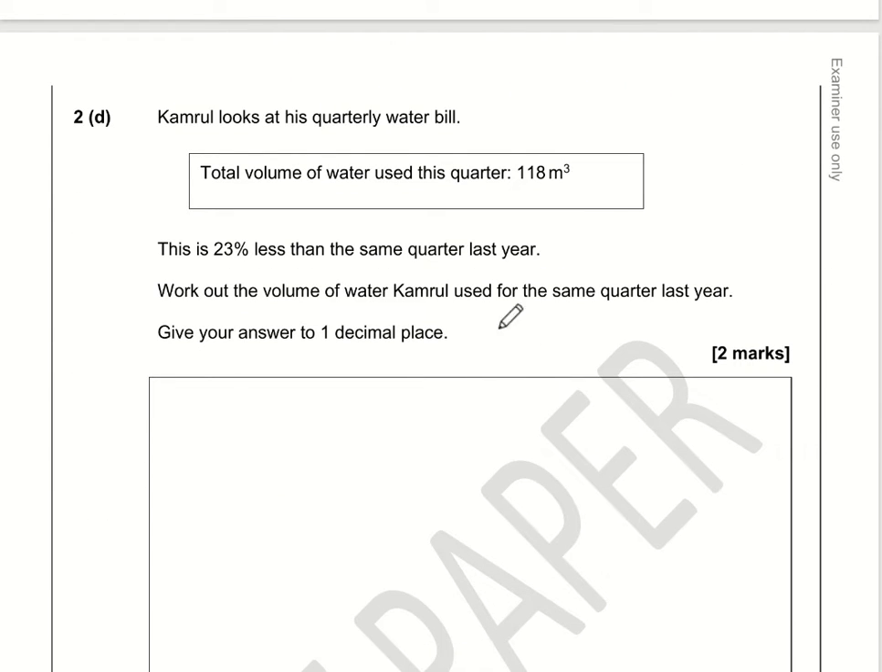Okay, question 2D. This one's quite challenging. So we're talking about a 23% reduction. Think of it this way: if you're buying a pair of shoes that are 10% off, you're paying 90%. If you're buying a pair of shoes that are 23% off, then you would be paying 100% minus 23%, which is 77%. So something is being multiplied.